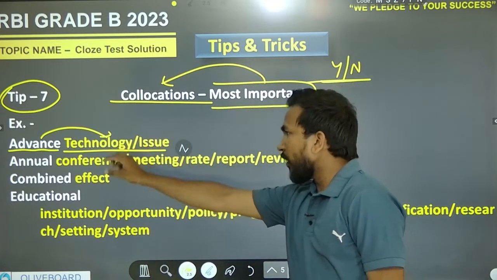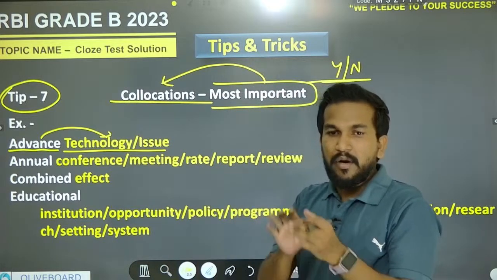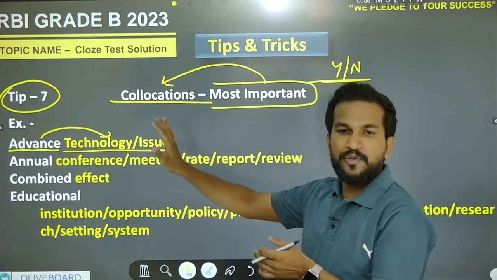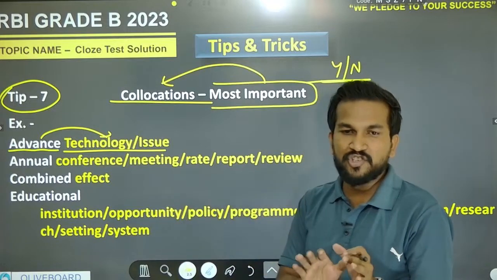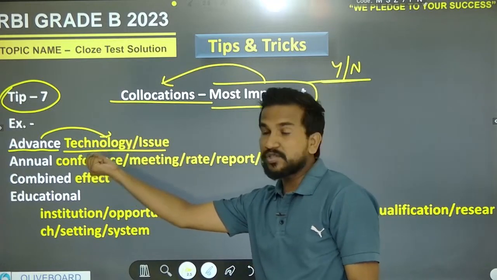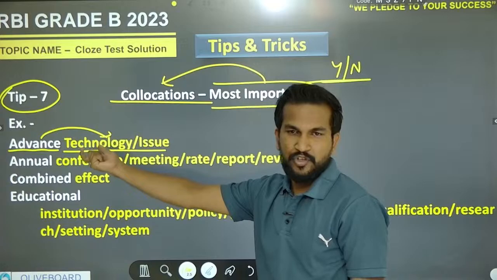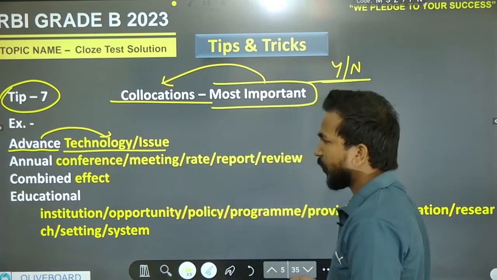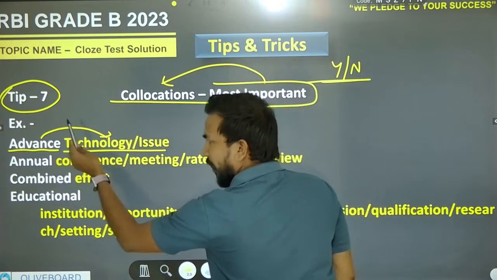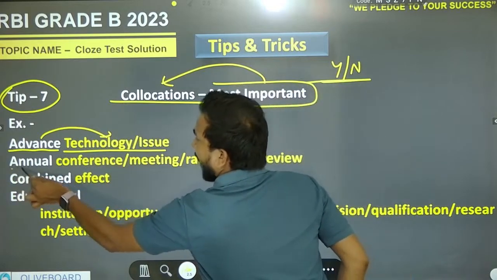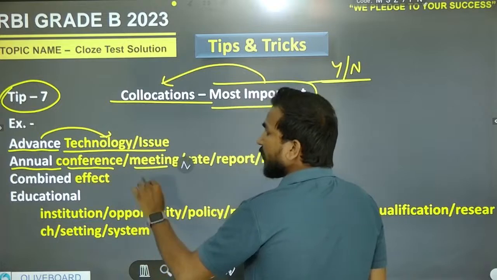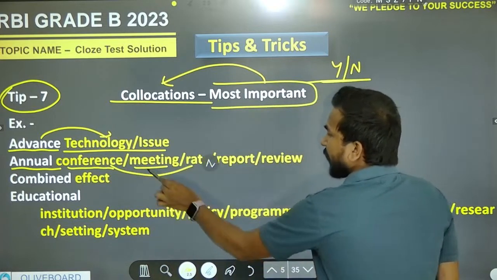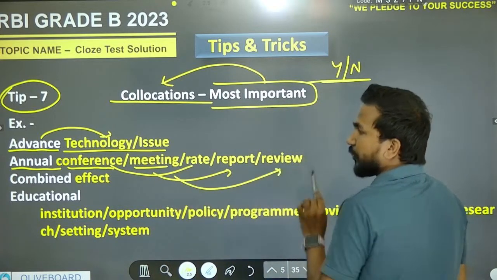If you have technology in that particular option, then definitely there will be more chance of this particular word, because it's a collocation of advanced. Have you gone through it? Please let me know. After that, I'm giving you some examples, like annual. Annual can be conference, annual meeting, annual conference, annual rate, annual report, or annual review.